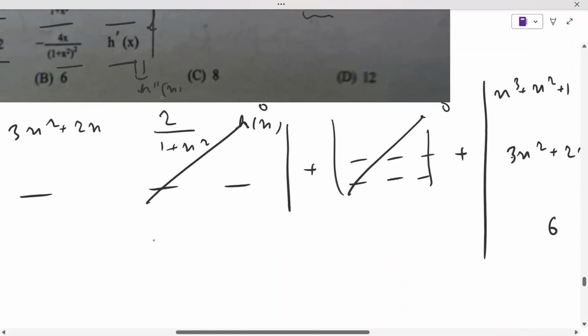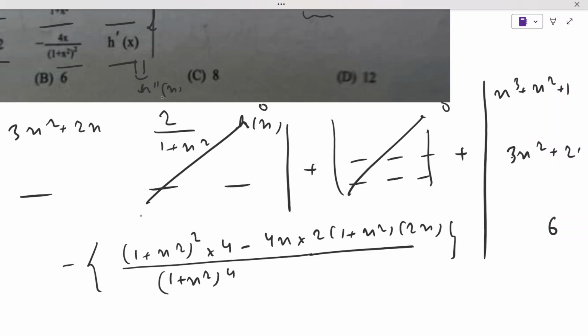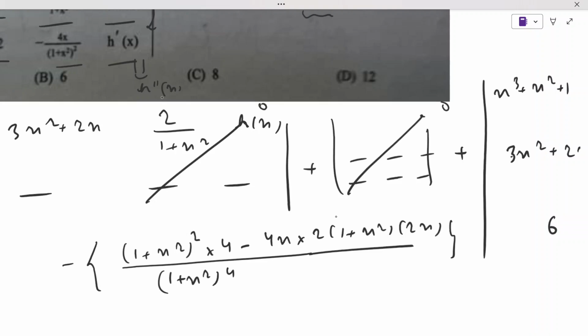This thing I have, and this thing I will differentiate. So (1+x²)² comes, and 4 will come, and this will be (1+x²)² as it is into 4, minus 4x into the derivative of this, which will be 2 into (1+x²) into 2x. Got it now? (1+x²)² into 4 minus 4x into 2(1+x²) into 2x, and then put x = 0.